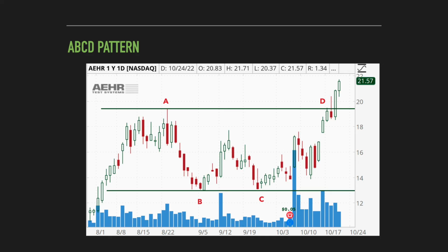Now let's go ahead and apply this to a real life example. We have the stock here, AEHR, and we're looking at the daily chart. So every one of these candles is going to represent 1 day of price action. Because of that, and because this is a longer term time frame, this would be an ABCD chart pattern that we would probably use for a swing trade or even for a longer term investment.